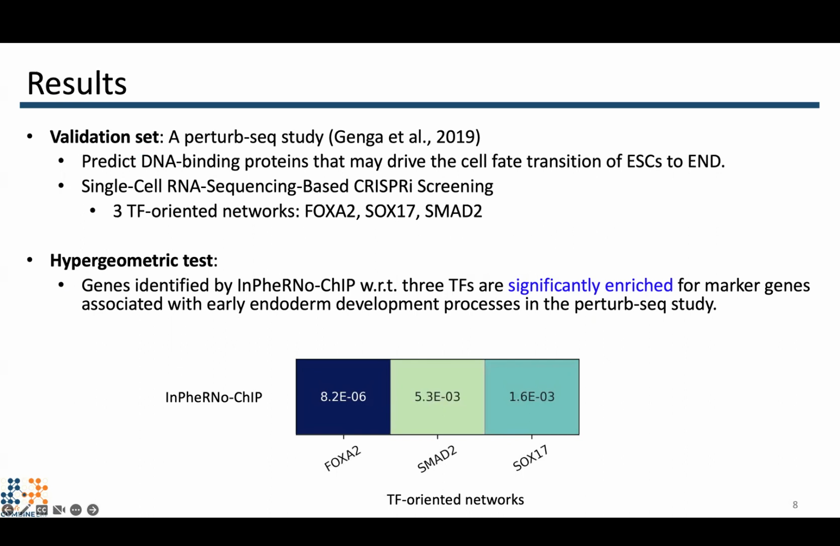Focusing on those TFs, we found that in all cases, we observe a significant enrichment between the target genes identified by InPheRNo and the target genes experimentally identified by this study, which is associated with early endoderm development. This finding confirms the ability of InPheRNo-ChIP to identify phenotype-relevant TRN. Thank you, and I look forward to seeing you in the poster session.